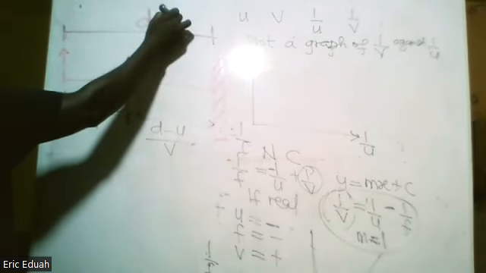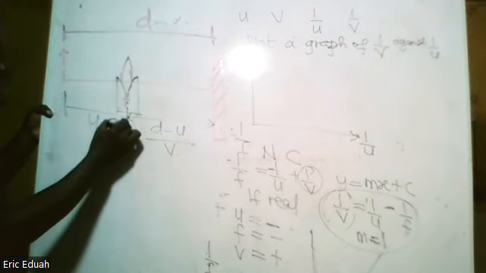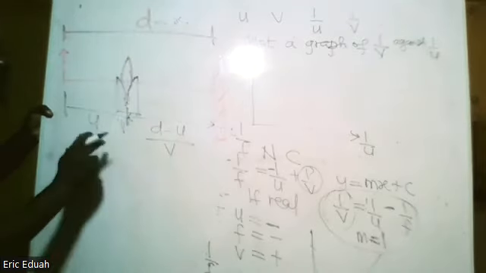I said this is fixed. So assuming you are given this distance to be D, if I adjust this and I get a very sharp image, it means the distance from here to where I place the lens is U. Once I have U, because I know D, I subtract U from D and I get V. And you plot it.